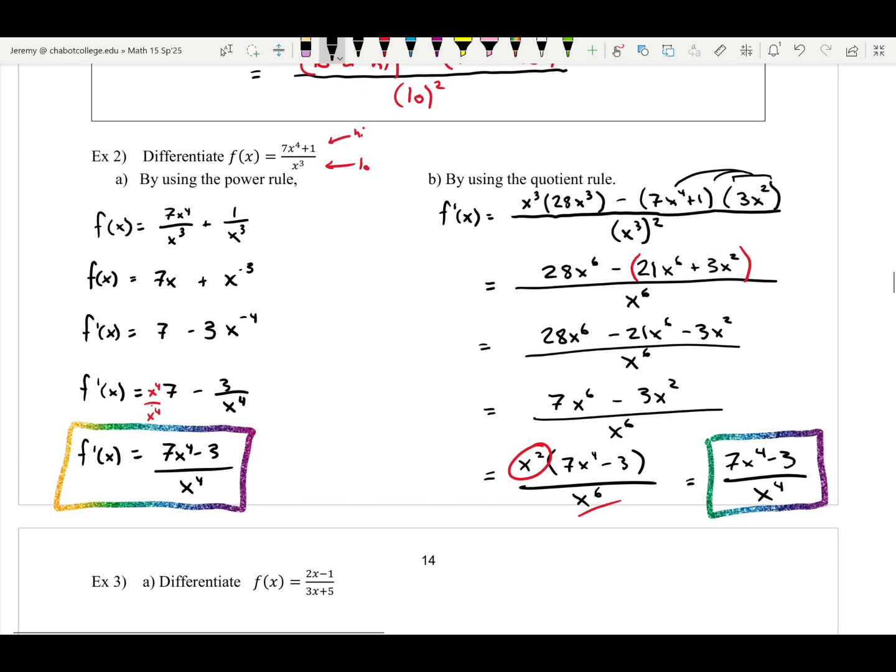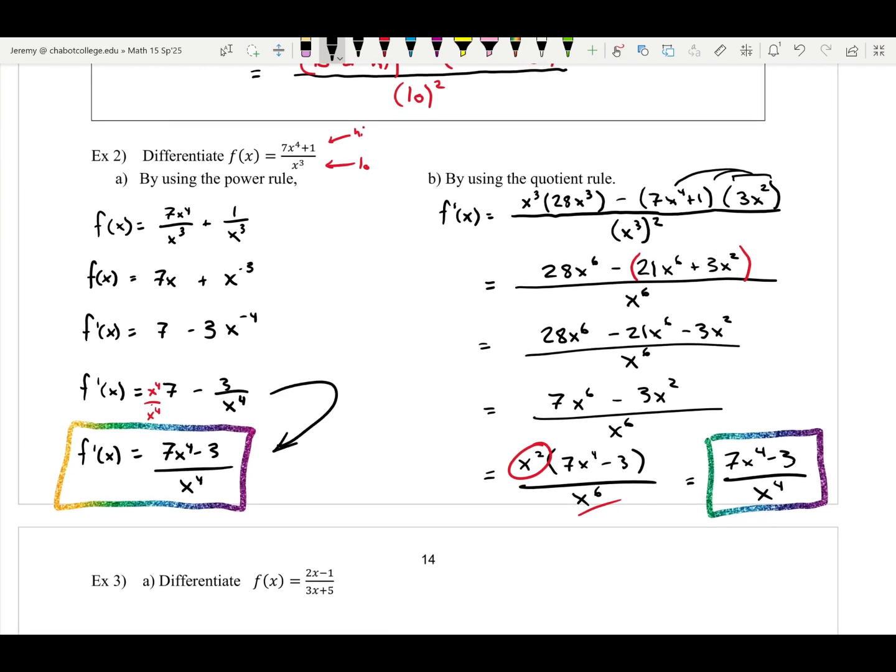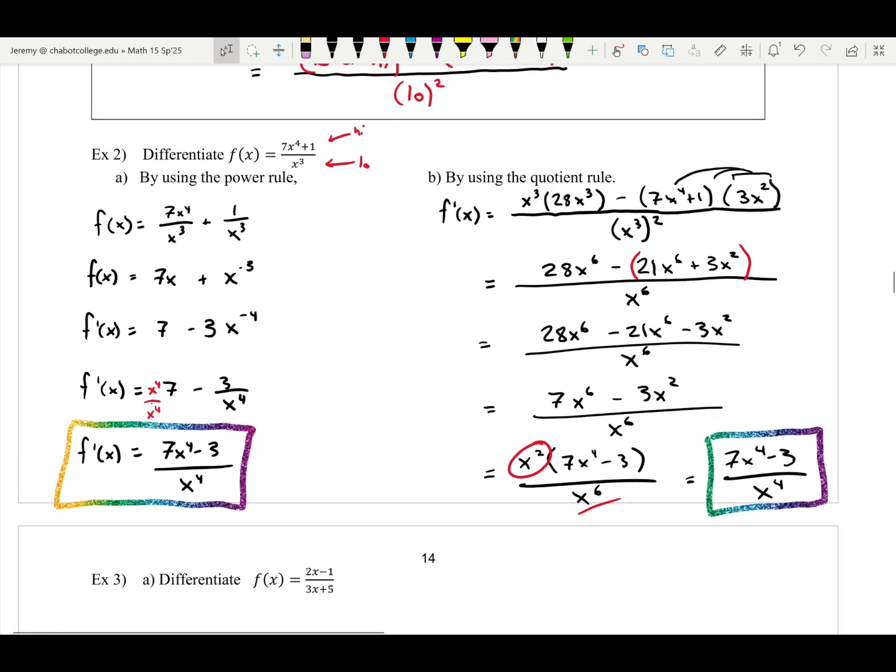Okay, so now you can see why I did this extra step of rewriting it in this form, just so we could see that we truly did get the same answer, employing these 2 different techniques. It's up to you which one to use in most cases. For this one, there's more prep work, setting it up for the power rule. Here, there's a little more work simplifying.